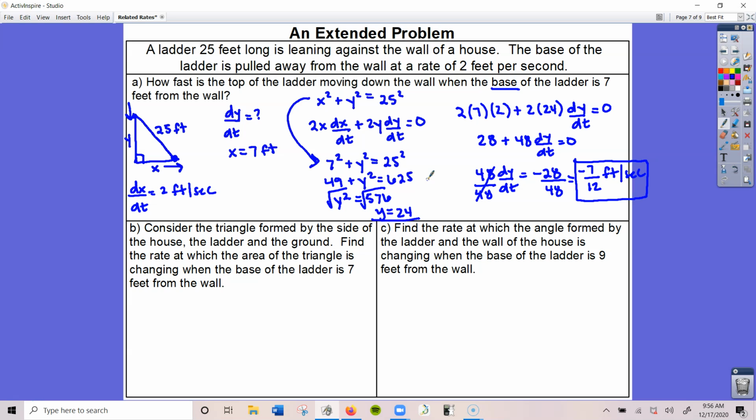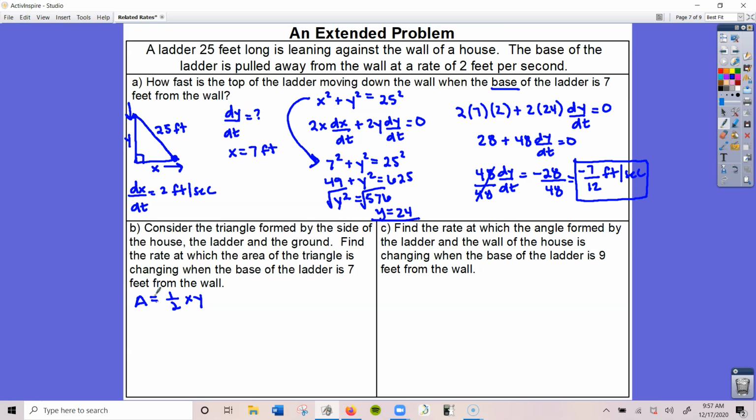For part B, consider the triangle formed by the side of the house, the ladder, and the ground. Find the rate at which the area of the triangle is changing when the base of the ladder is 7 feet from the wall. So remember that the area of any triangle is 1/2 the base times the height, which in this case we're using x and y. These are both variables, and here I don't have to solve for any of the others because we have dy/dt, which we just solved for. We have dx/dt, we have y, we have x, we have everything we need.